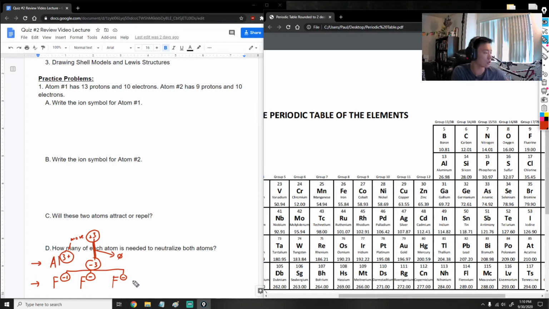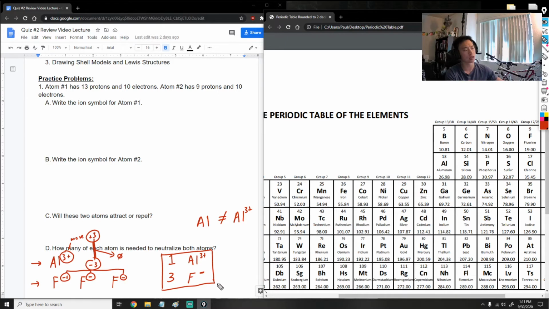So how many do you need of each atom to neutralize it? How many Als do we have? We have 1. So you would need 1 Al3+. Make sure you don't forget the charge. If you just write Al, it's going to be incorrect because Al is not the same thing as Al3+. Okay, and how many F's did you use? I used 3. And make sure, again, you put F-.